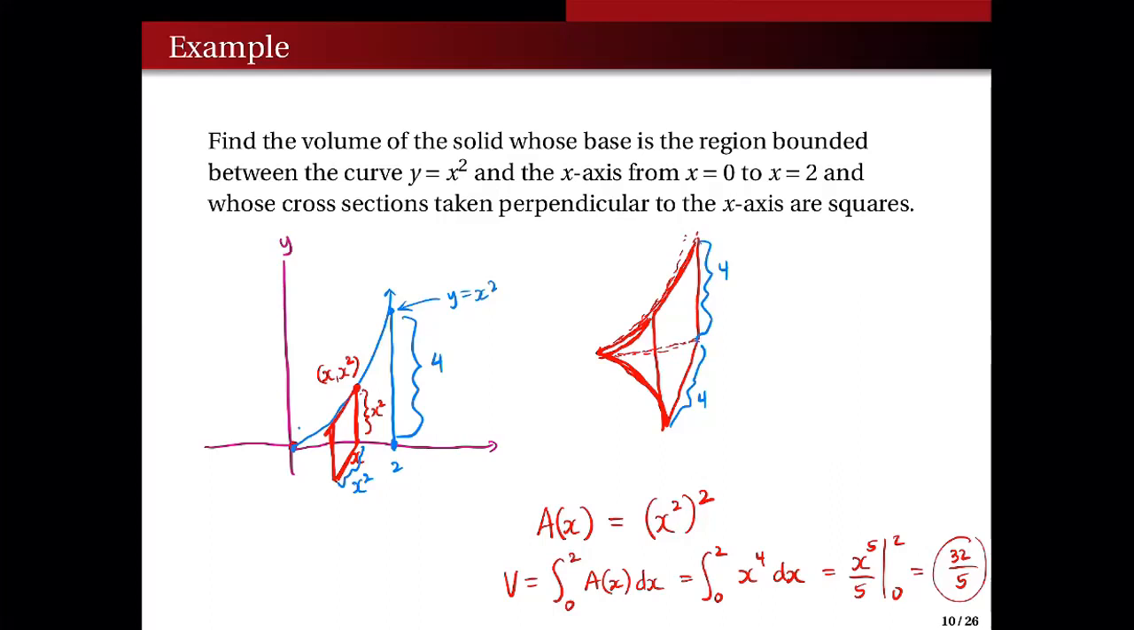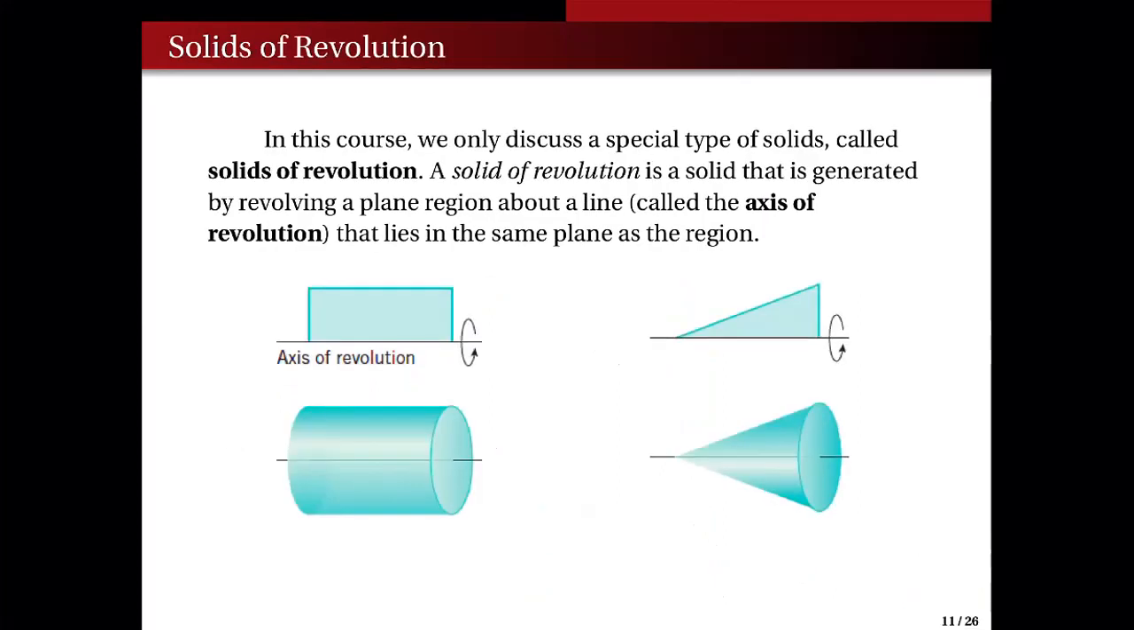Now, let us talk about another type of solid, solids of revolution. In this course, we will only discuss a special type of these solids called the solids of revolution. A solid of revolution is a solid that is generated by revolving a plane region about a line called the axis of revolution that lies in the same plane as the region.